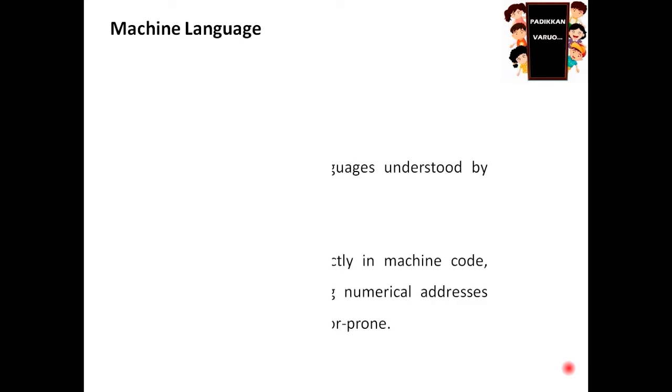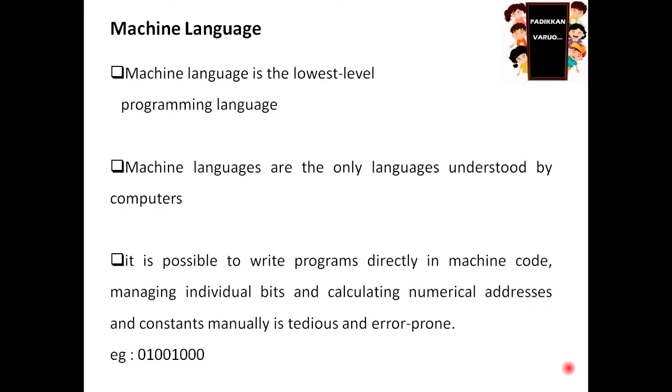Next we can see the important language called machine language, which is very difficult for humans to understand. Machine languages are the only languages understood by computing systems or computers. It is very difficult to write programs directly in machine code because we cannot understand the code in a simple manner, and it is also very difficult to find the errors in the machine code and rectify them. Usually the machine code is in the form of 1s and 0s.